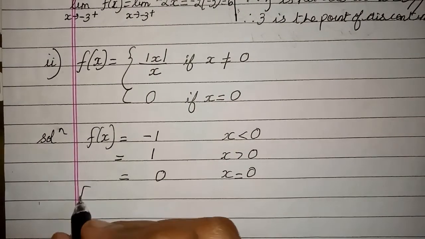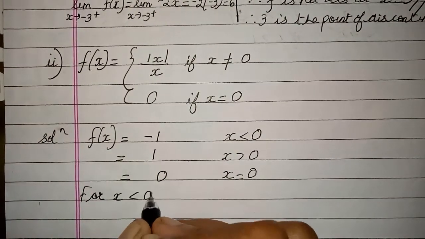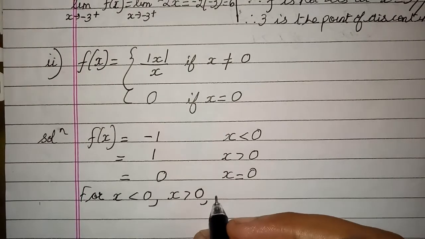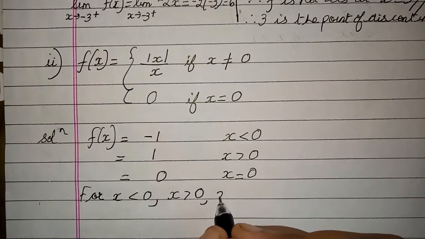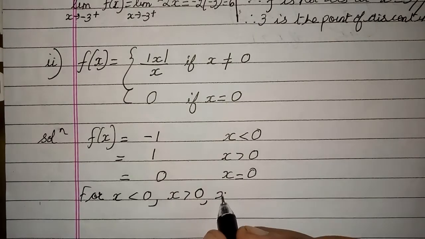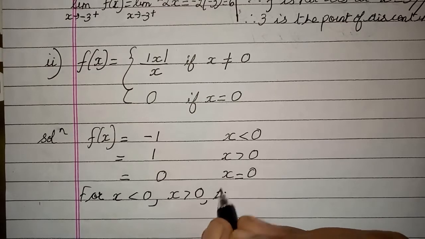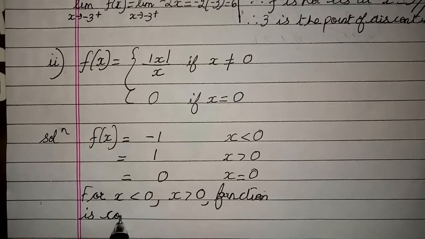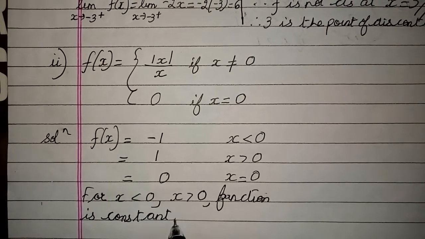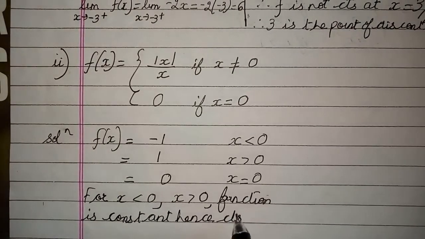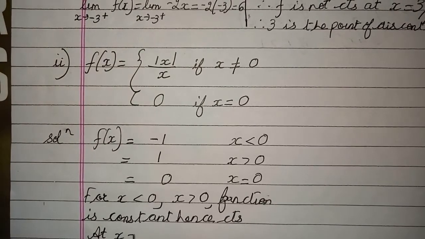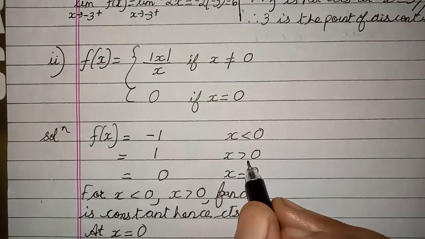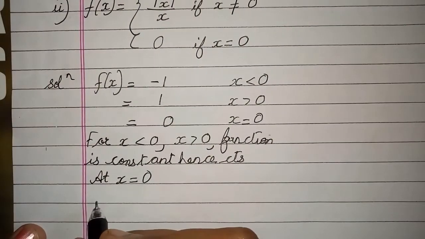Okay. So now I can see here, children, for x less than 0 and for x greater than 0, your function is constant, hence continuous. Now our problem is at x equal to 0, because it is not directly approaching 0. It is approaching 0 from left and right also. So I have to check my second definition.